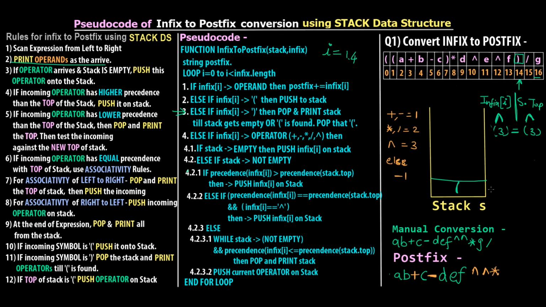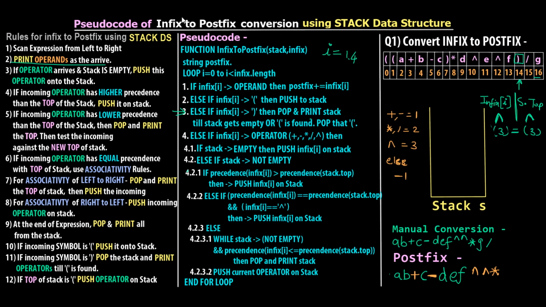And now the new top of the stack is an opening bracket. So the condition says pop and print stack till the stack gets empty or an opening bracket is found. And once the opening bracket is found, pop that opening bracket. So we'll simply pop this out, but we will not print it because we are not requiring brackets in our postfix expression. So now our stack has also become empty. If you see the expression so far, it is exactly same as the manual conversion. We've pretty much got our final answer now.